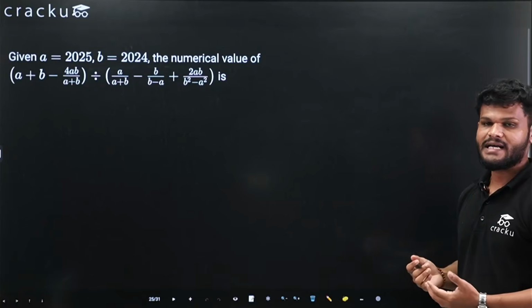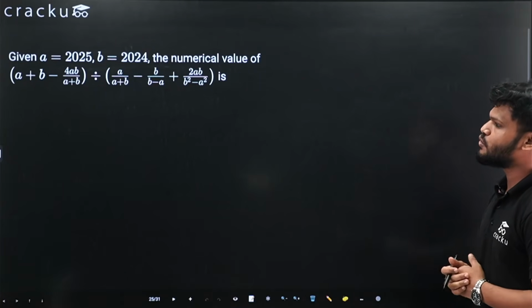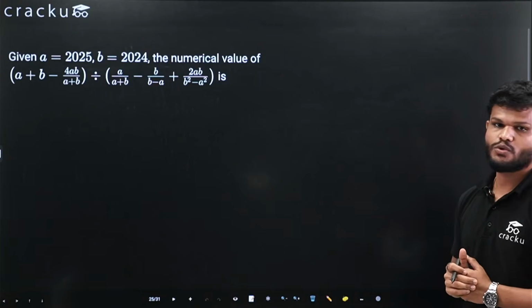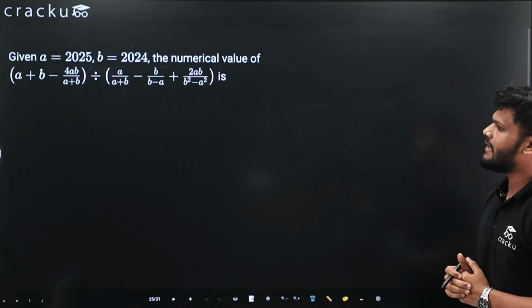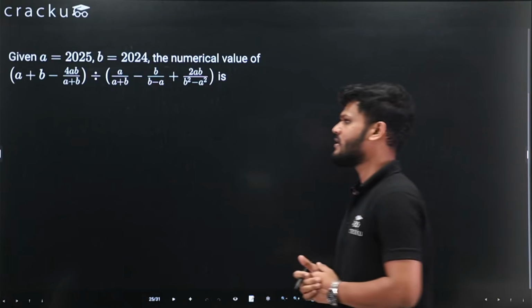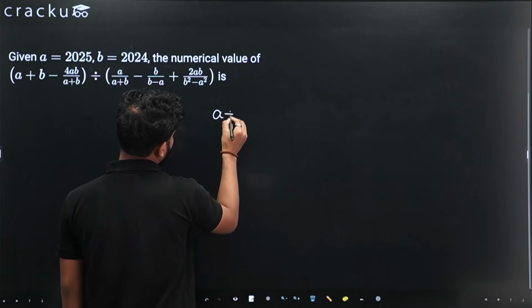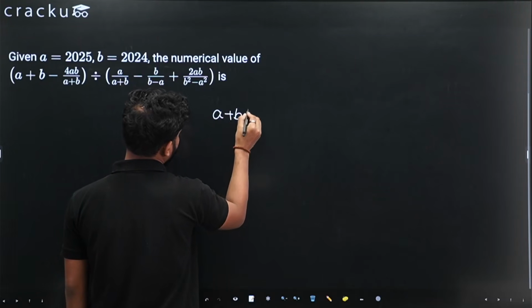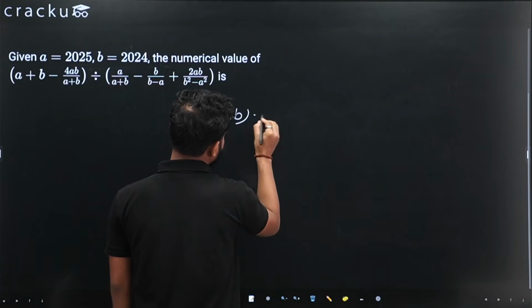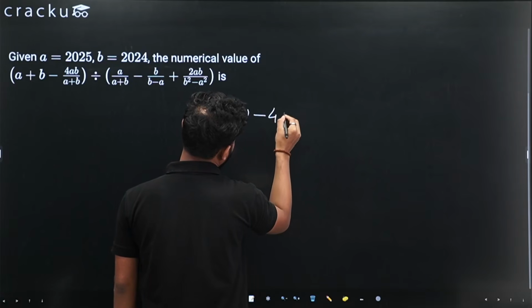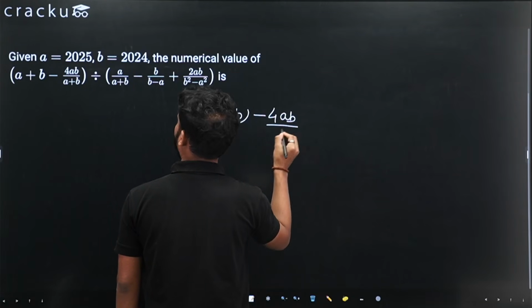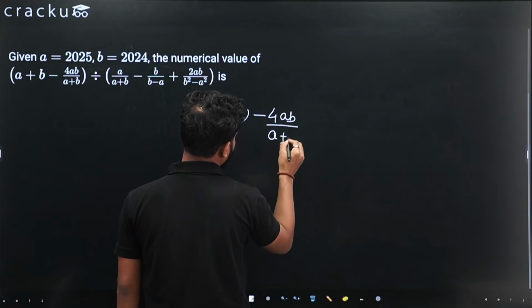In this question we are asked: A is equal to 2025, B is equal to 2024. Find the numerical value of the given expression. Let us find out. We have numerator as A plus B whole square minus 4AB upon A plus B.